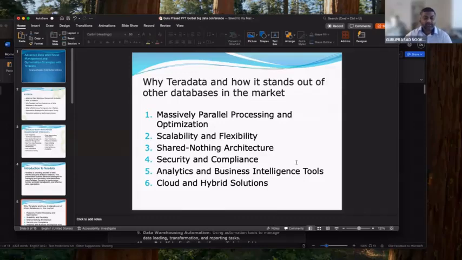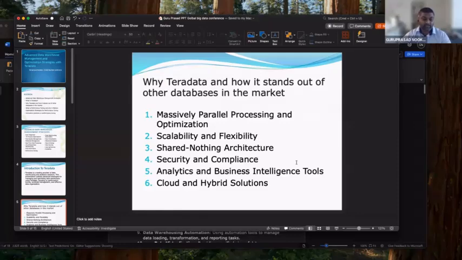Teradata also provides a range of analytics and business intelligence tools that enable the users to access, explore, and visualize the data. Teradata offers native SQL and business intelligence tools such as Teradata SQL Assistant, Teradata Studio, and Teradata Viewpoint, as well as integration with the third-party tools as well. So there are specific tools that Teradata offers, like SQL Assistant, Studio, and Viewpoint.